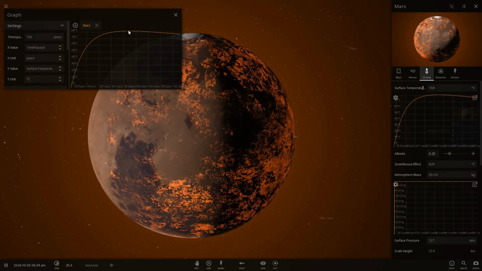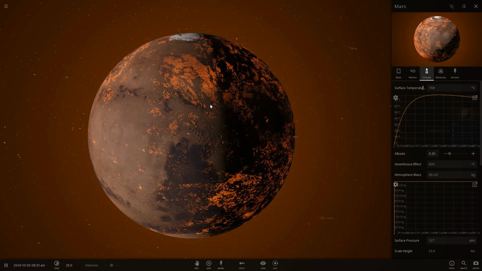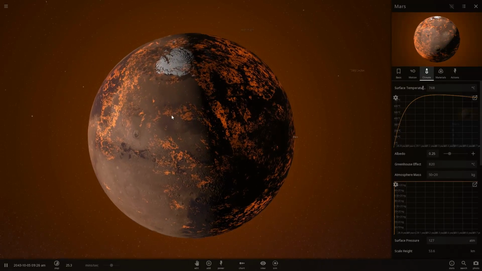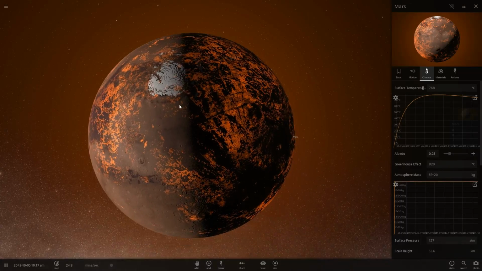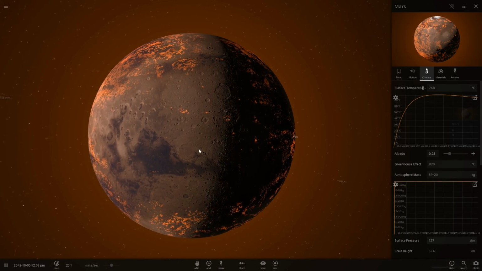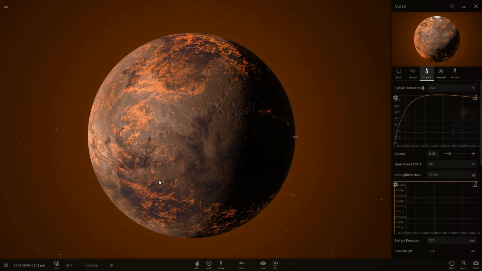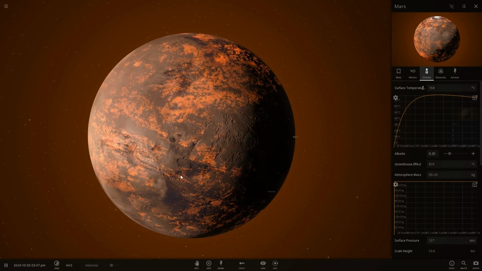So the temperature actually stabilized and even went down a little bit for some reason. But basically, this is what we have now. Even though there's still these caps on top here, that's obviously a bug. But anyway, this is what Mars would look like if it actually had a Venusian atmosphere, and if it actually had as much carbon as Venus does.